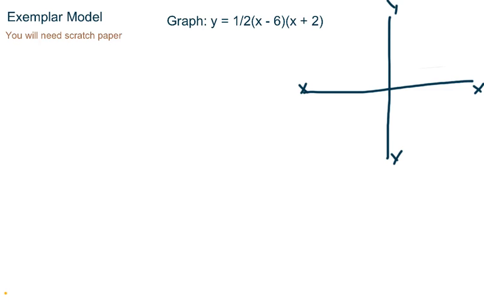So what we are asked to do is to graph y equals 1/2 times parentheses x minus 6 times x plus 2. Now remember, we are working with quadratic functions. If we multiply this x times x and get a quadratic, we know that eventually our graph over here has to be a parabola, meaning a U-shaped graph. So that's what we need to come out with when we finish.